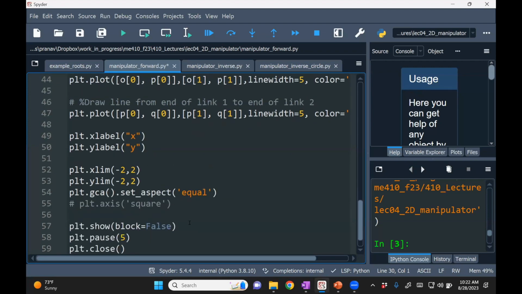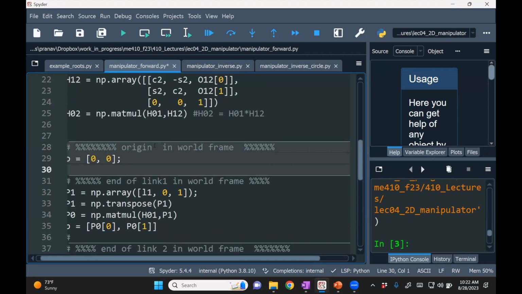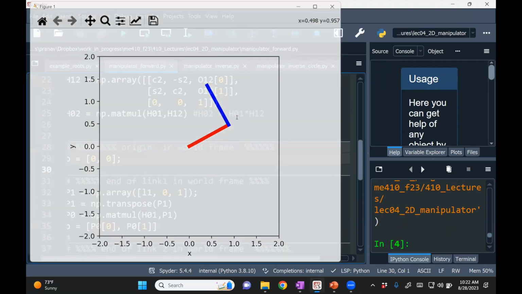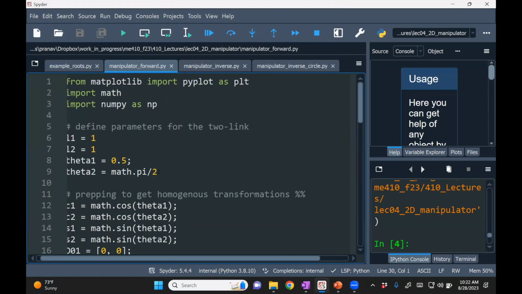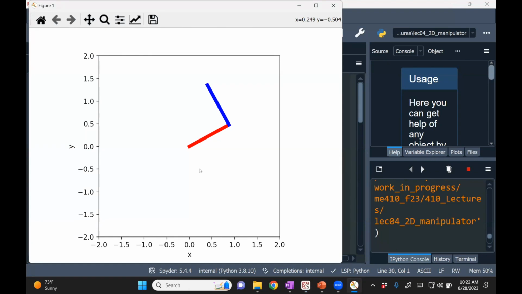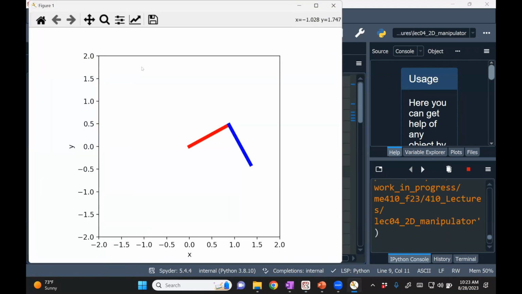I do a few things like setting the axis limits, and then I tell it to pause for 5 seconds before it closes. So if you run this, theta1 is 0.5, theta2 is, I think, 90 degrees. So you saw that the red was 90 degrees to the blue. Right? This angle is 90 degrees. You could also change this, so it's 90 degrees the other way.